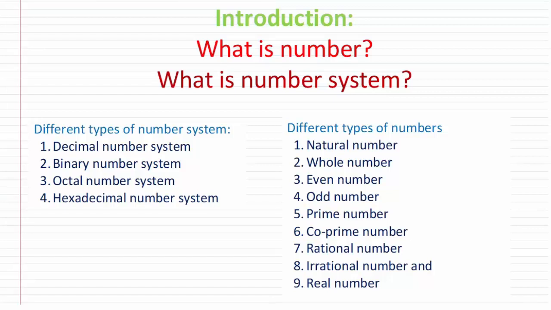In this video we will learn what is number system, what are different types of number system like decimal number system, binary number system, octal number system and hexadecimal number system. We will also learn what are different types of numbers like natural number, whole number, even number, odd number, prime number, co-prime number, rational number, irrational number and real number.